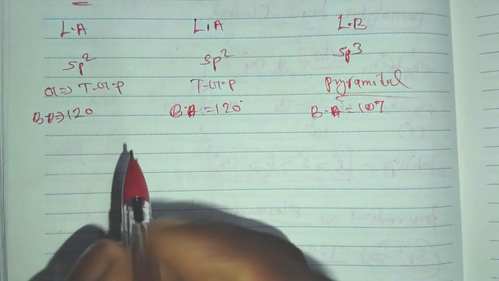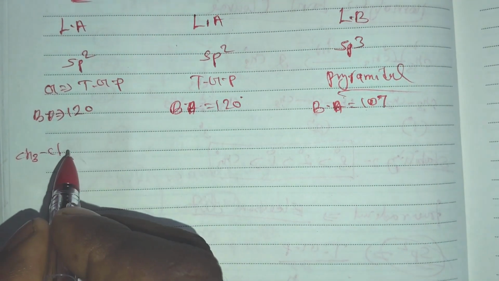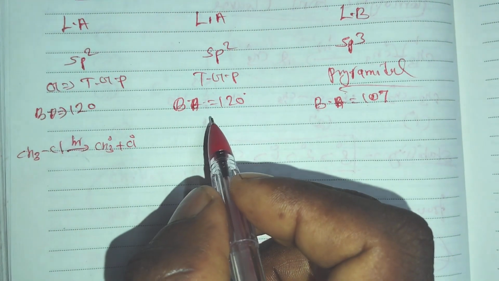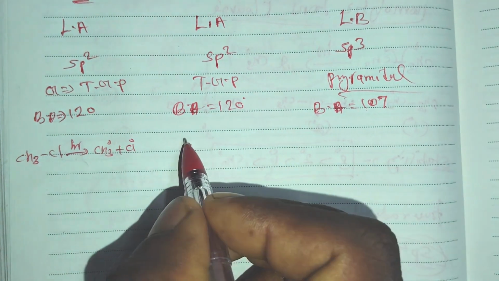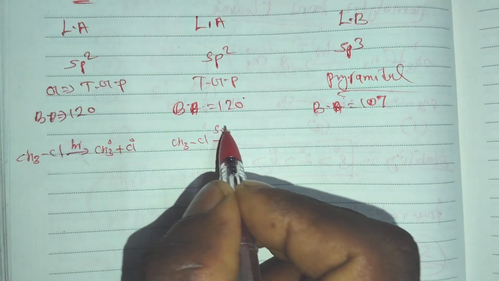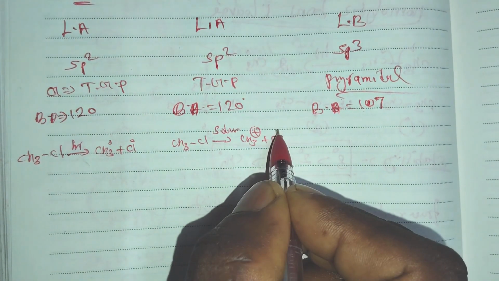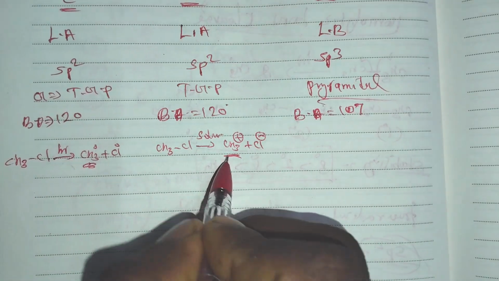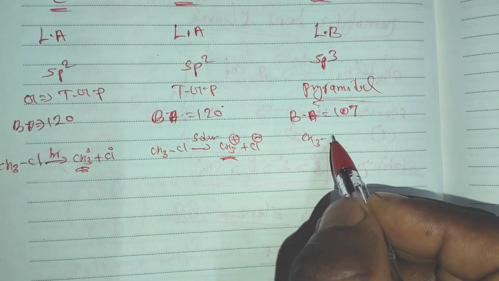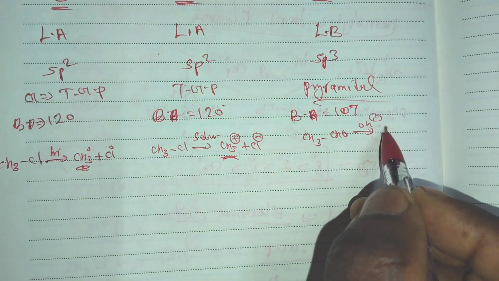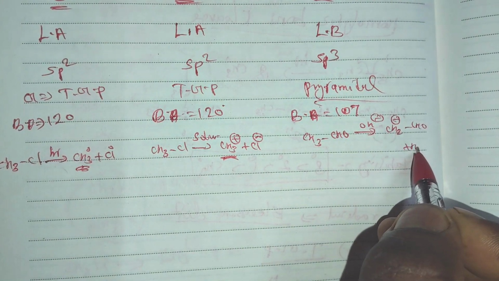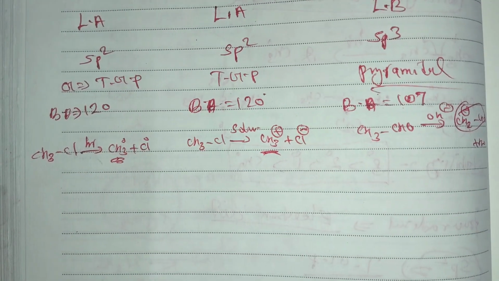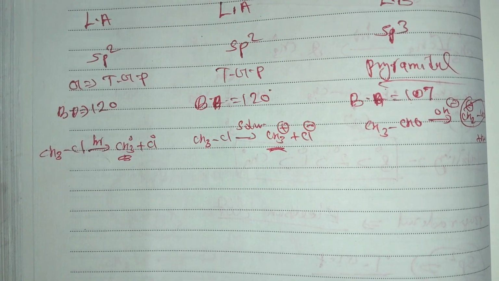Okay, for the formation: for example, CH3Cl in presence of photochemical conditions gives CH3 dot plus Cl dot. And the carbocation is formed when CH3Cl in presence of a solvent medium gives CH3 plus and Cl minus. This is for the free radical, this for the carbocation, and for the carbanion, CH3CHO in presence of OH minus gives CH2 minus CHO plus H2O. Here the carbon becomes a carbanion, like in the aldol condensation reaction.